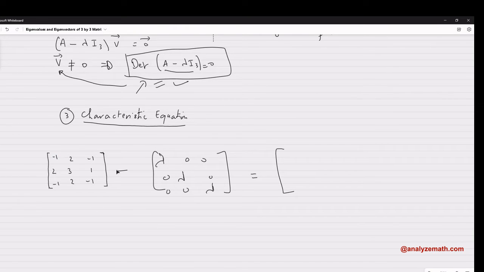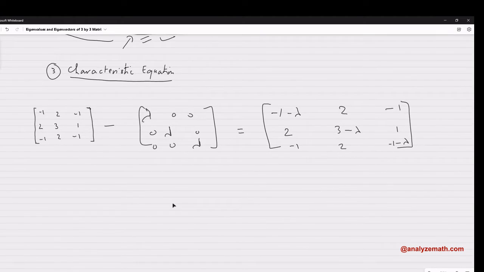So negative 1 minus lambda, 2 minus 0, negative 1 minus 0, 2 minus 0, and then 3 minus lambda here, and then 1. The last row will be minus negative 1, 2, and minus 1 minus lambda.